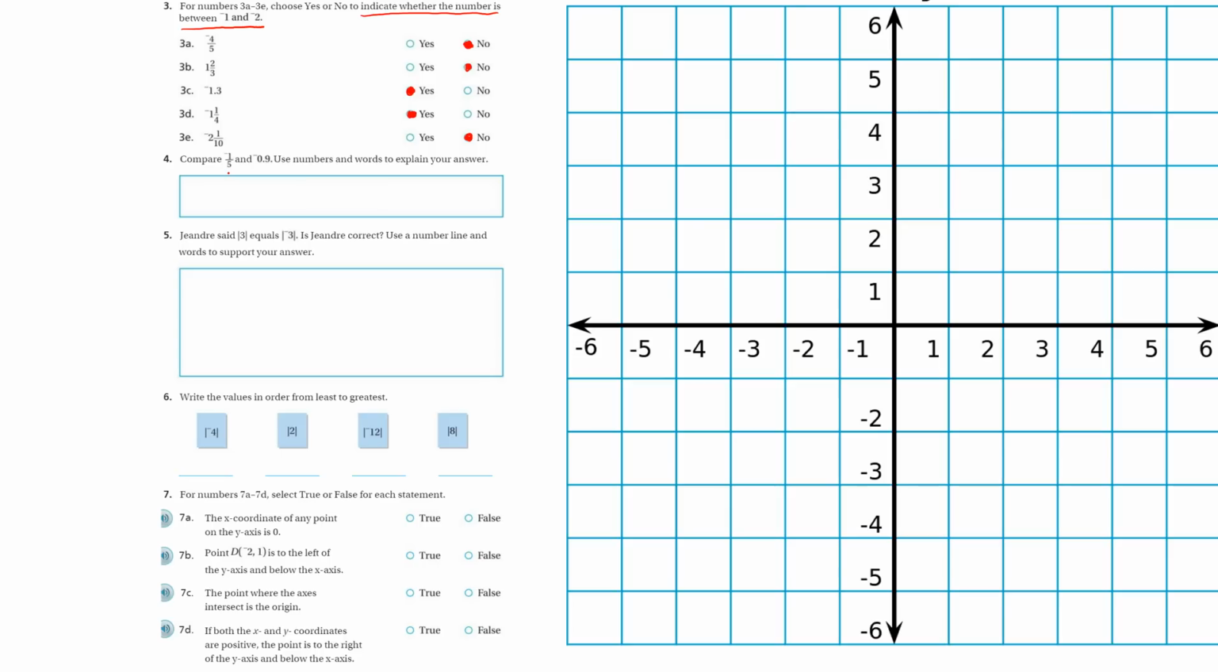All right, number 4, compare -1/5 and -0.9. Use numbers and words to explain your answer. Okay, well, I'm going to change this fraction into a decimal. So I divide the denominator into the numerator. 5 can't go into 1 evenly. So I add a decimal, add my 0. 5 goes into 10 2 times. 2 times 5 is 10. So this is -0.2. And we're comparing it with -0.9.